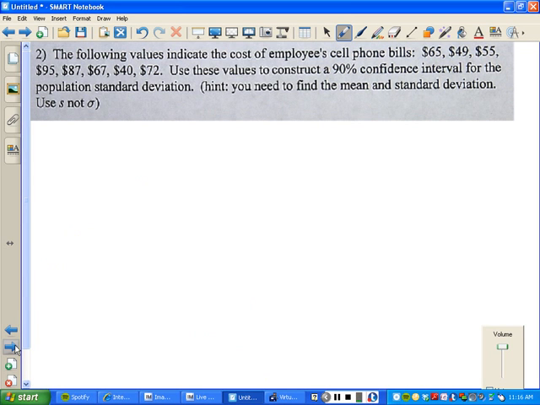I gave you a hint. You need to find the mean and standard deviation. Use S, not sigma. I will never give you that hint on test day. Because I love you up to the point of getting a gift on Valentine's Day. But in the question on the test, you'll still have population standard deviation, which will basically mean S. No, population standard deviation is sigma. That's what we're estimating. We're going to estimate sigma using S.